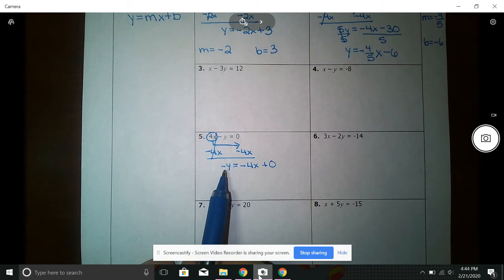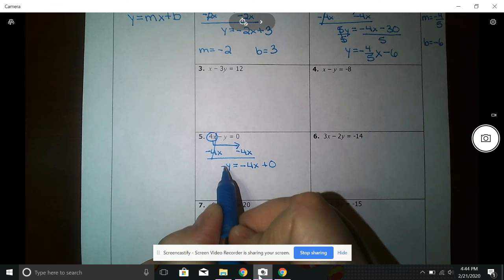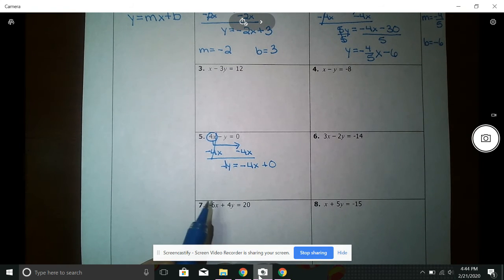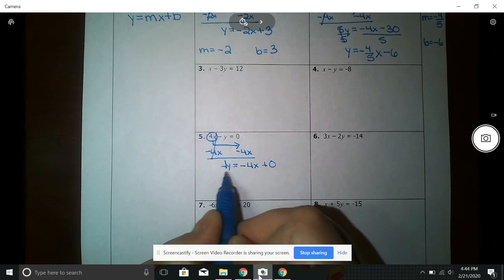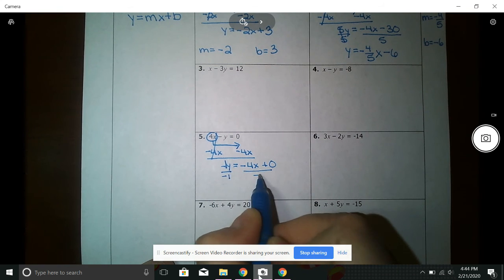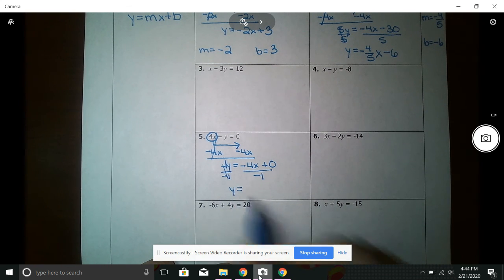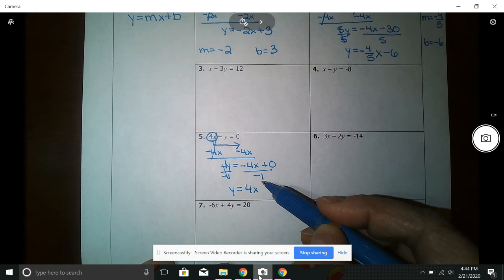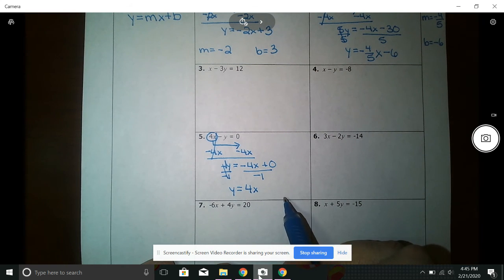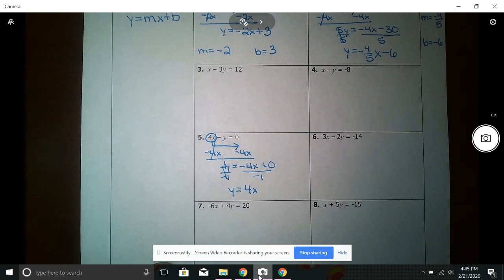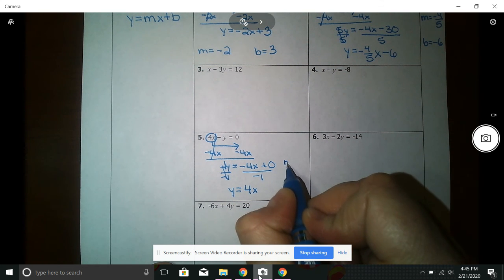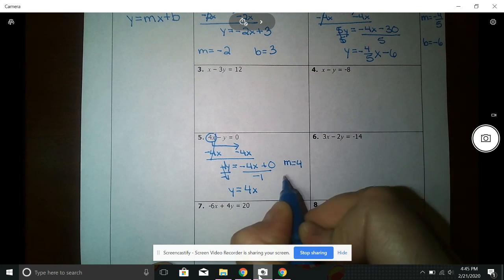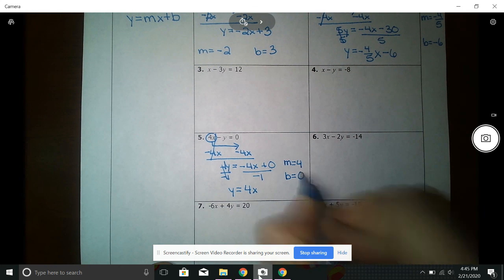The coefficient in front of this y is a negative 1. You can write that in if you want to. So to get rid of a negative that's multiplying y, I need to divide. Negative 4 divided by negative 1 is positive 4, and 0 divided by anything is 0, and I don't even need to write it. 4x plus 0 is the same as 4x. My slope is clear to see, it is 4. My y-intercept is clear to see, it is 0.